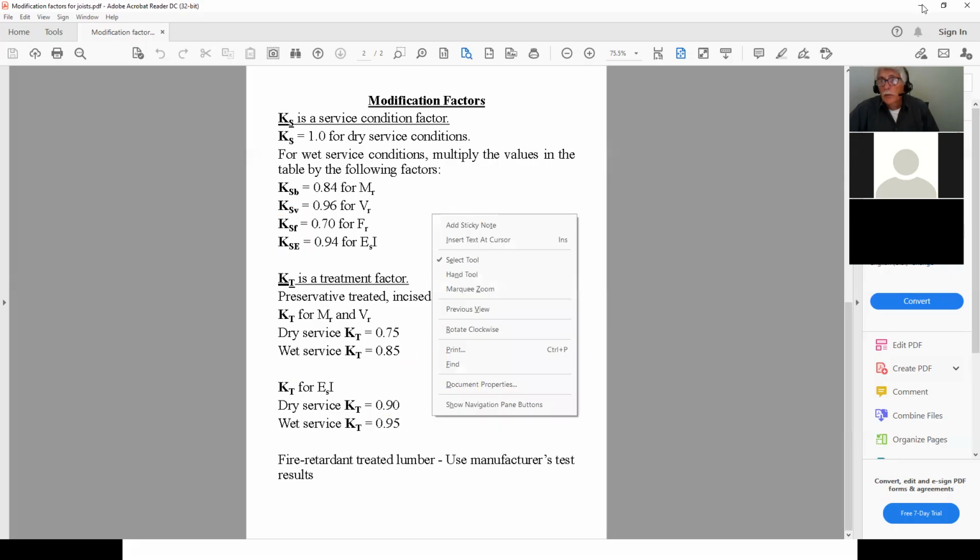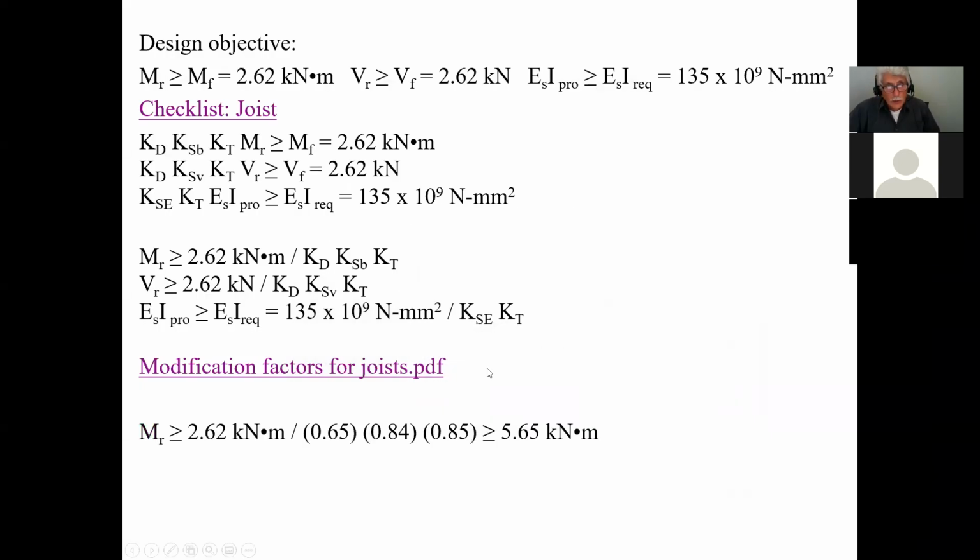Oh, sorry, let me just minimize that. So here I take my MR value, and we saw that the KD value of 0.65, the KSB value of 0.8, and the KT value for bending, and therefore now this is what I had, and this is what I really need to find in the table, a value that's going to be greater than that.